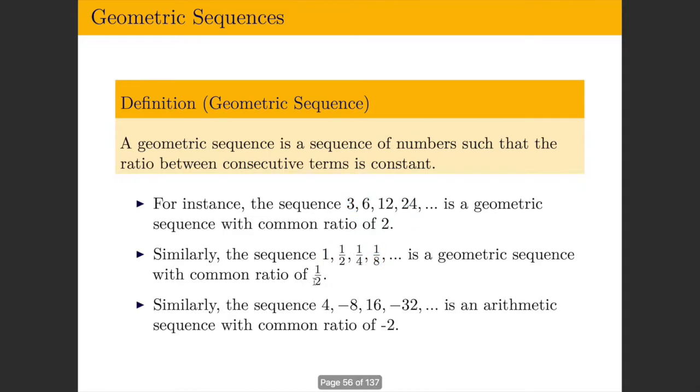The final one we're going to look at is a little bit more peculiar. Look at this geometric sequence, where it goes 4, -8, 16, -32. Going from 4 to -8, we multiply by -2. Going from -8 to 16, again we multiply by -2. And then 16 to -32, again we multiply by -2. So again we would say a common ratio of -2, and we'd say that this is an alternating sequence of numbers.